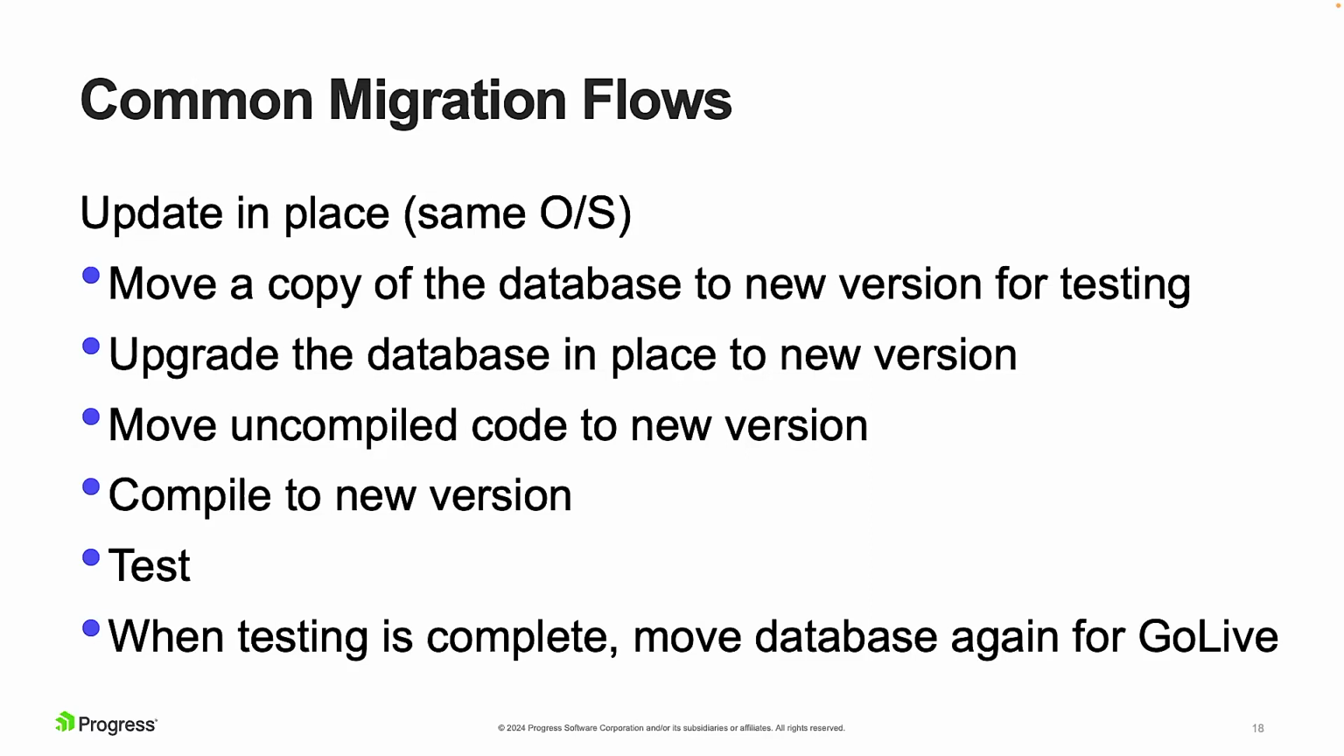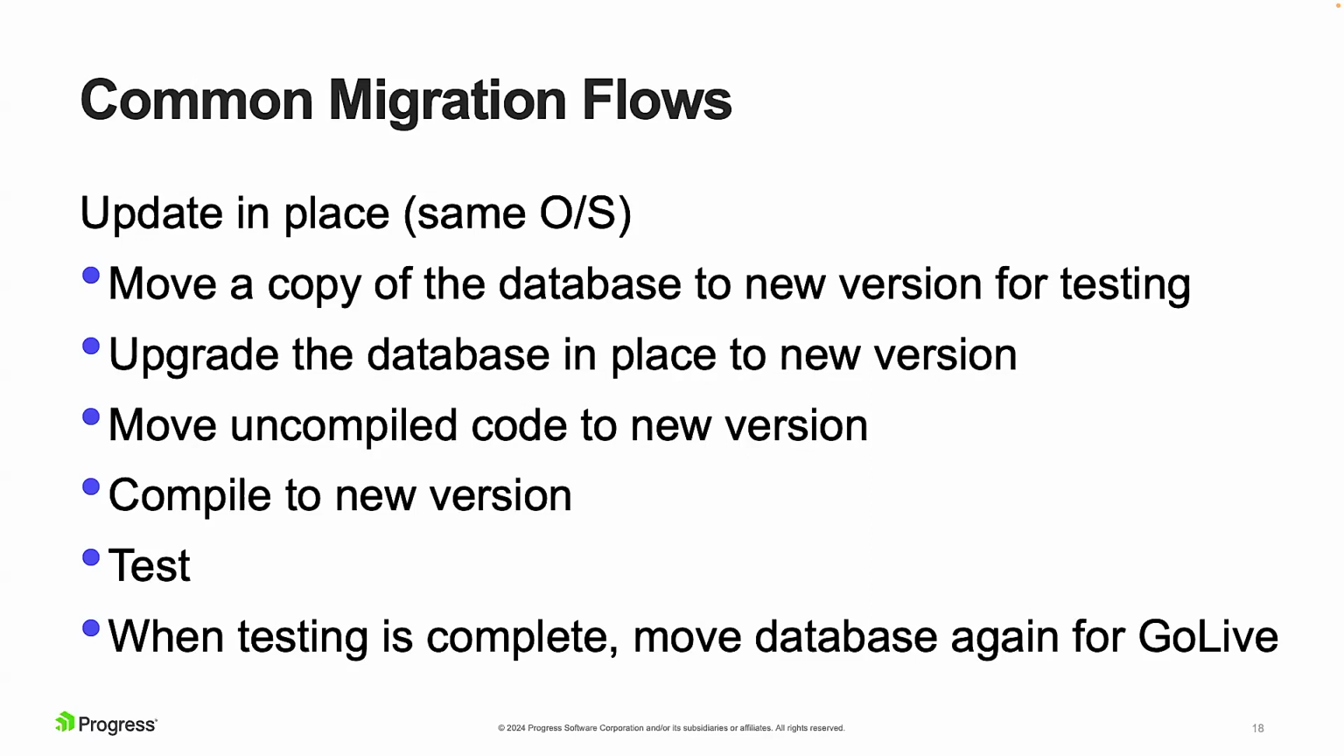You can move the database from one machine to another, copy it, back up over, restore it. And then what you can do is you can upgrade the database in place. So there's a utility, _dbutil, which says, hey, make this database a version 12 from a version 11.7. Usually takes minutes. And now you have your database that was 11.7 now running 12.